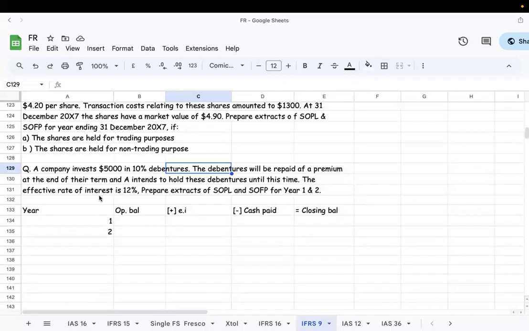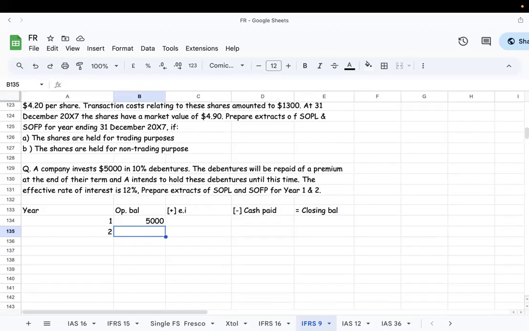And we have invested, so that means it's an asset. It's something that we have to receive. Clear? So the opening balance is 5,000. The SPPI test is passed, and this is just for year one, and this is just a matter of cash flows, right?